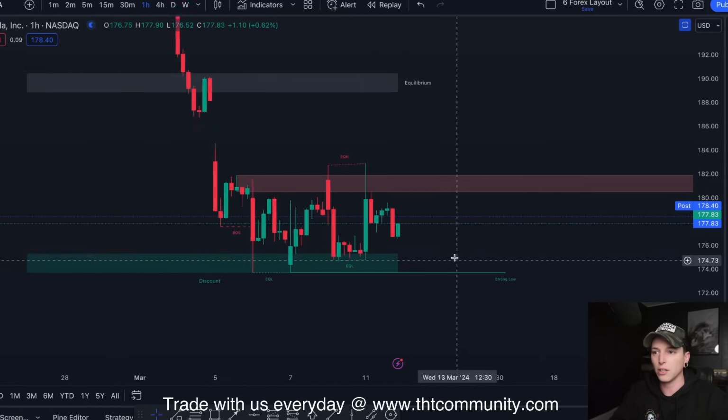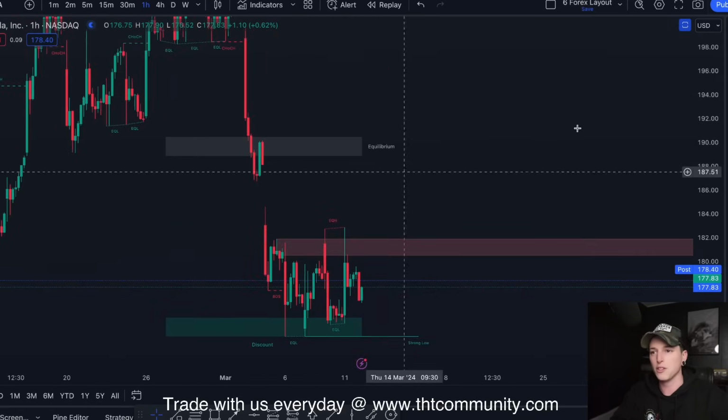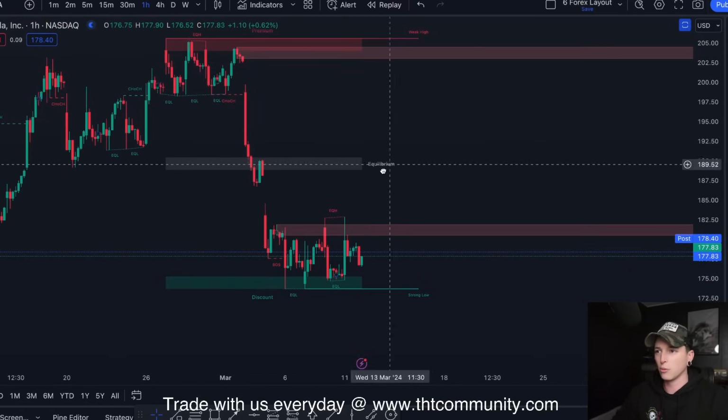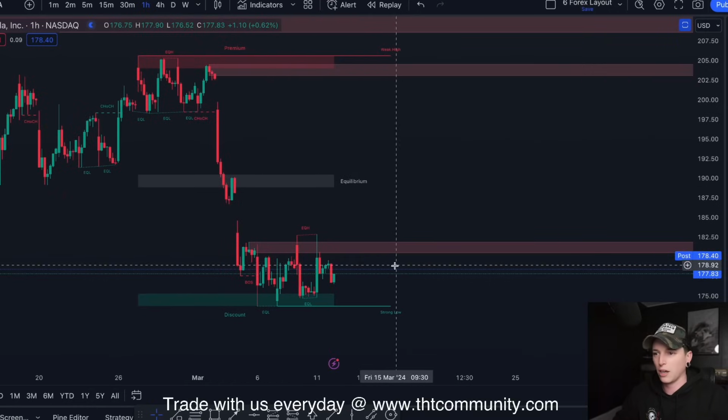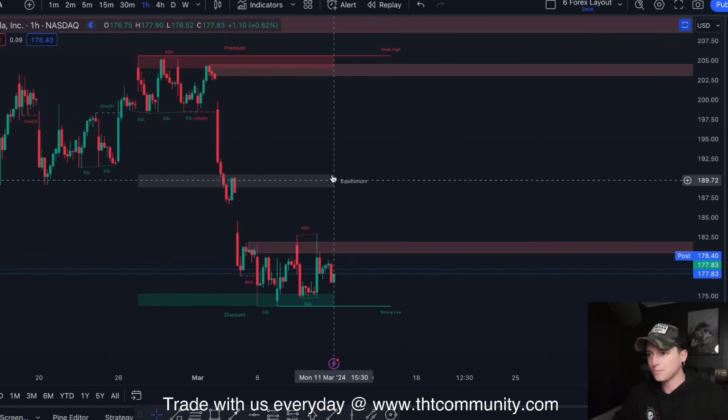So I will be looking for the break above 182. And if that happens, I think that we will easily see Tesla at least push back up to $190, which is where equilibrium is.